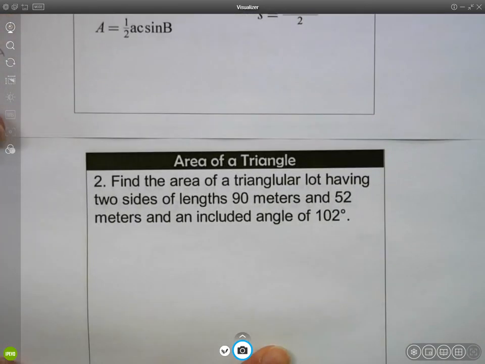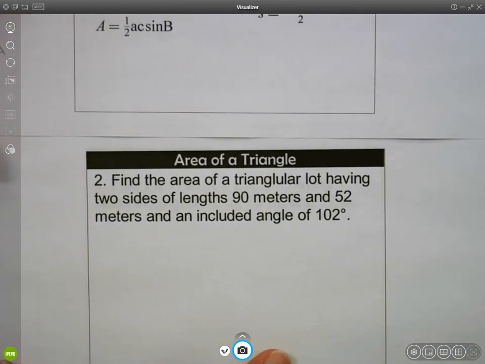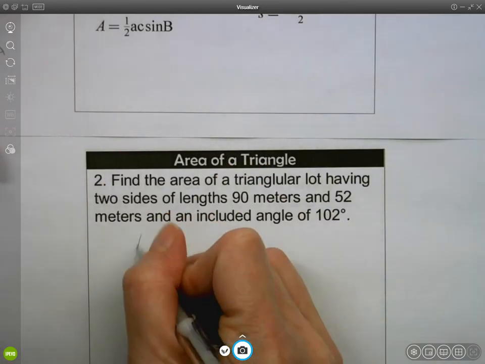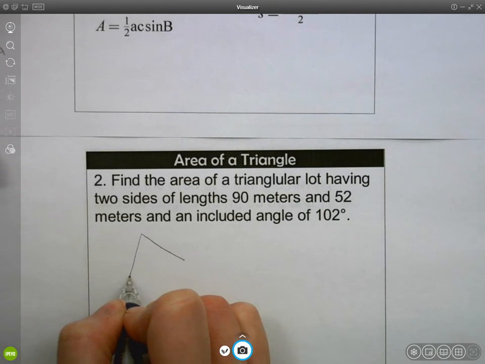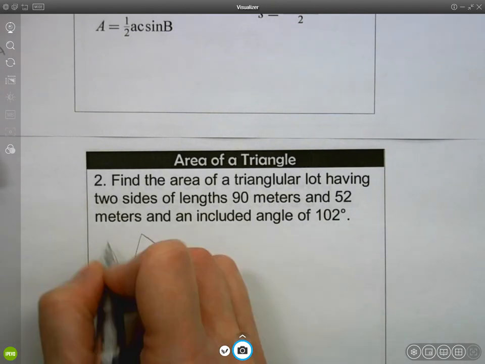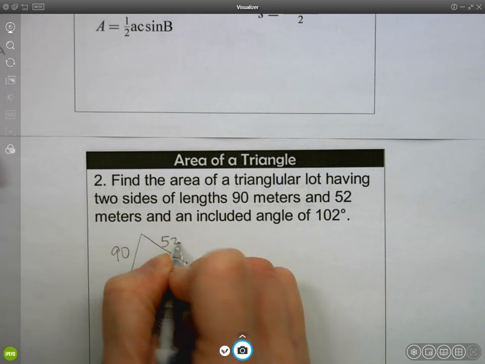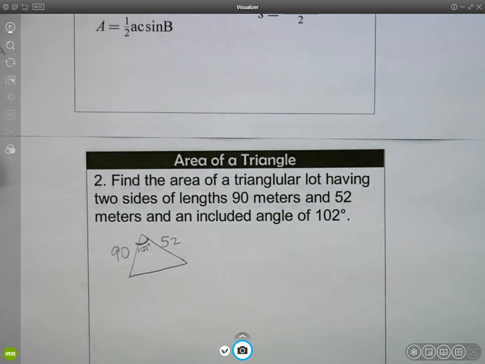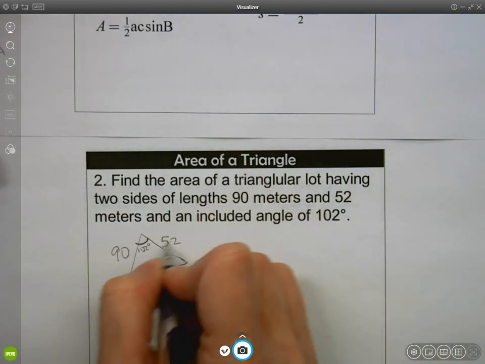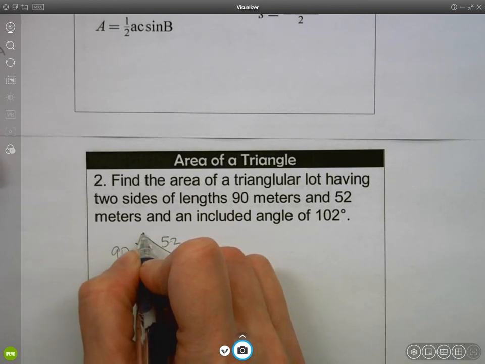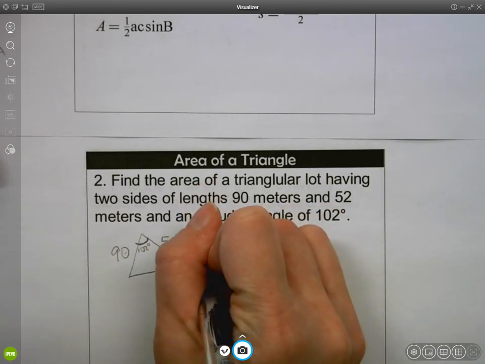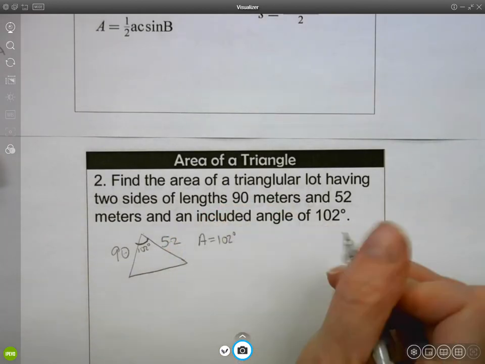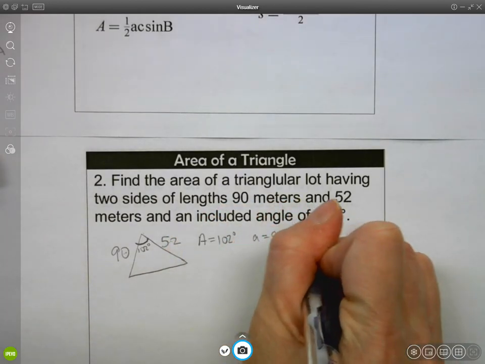Next we have the area of a triangular lot, 2 sides of lengths 90 and 52, and an included angle of 102. If you think about what this looks like, you have a triangular lot with sides of 90 and 52, and the included angle is 102. Obviously that's not drawn to scale, but the point is that these 2 letters don't match that letter. So you can say A is 102, B is 90, and C is 52.